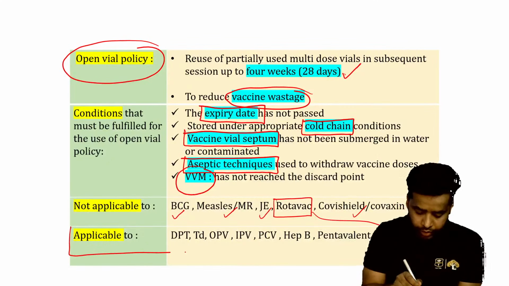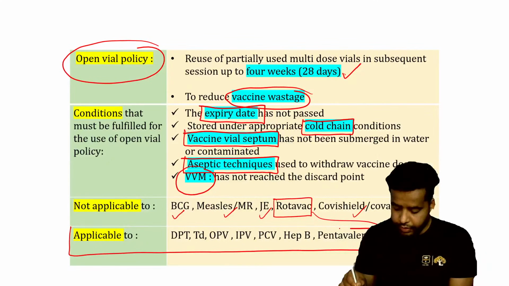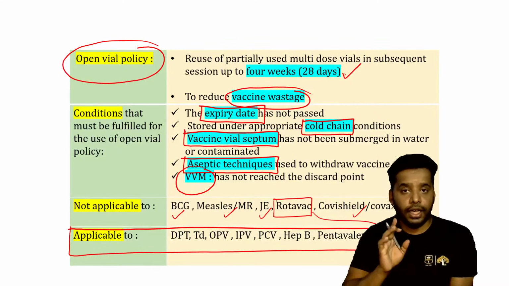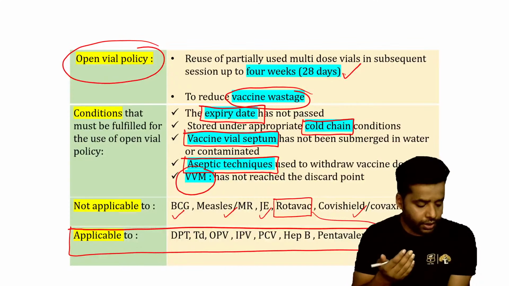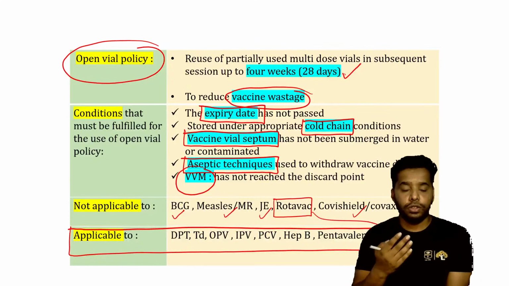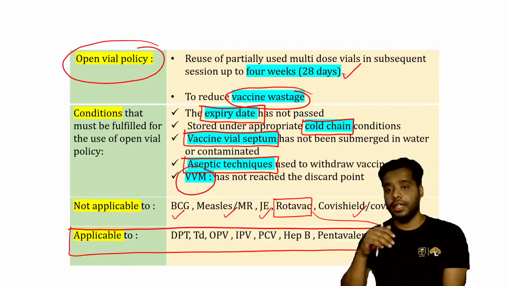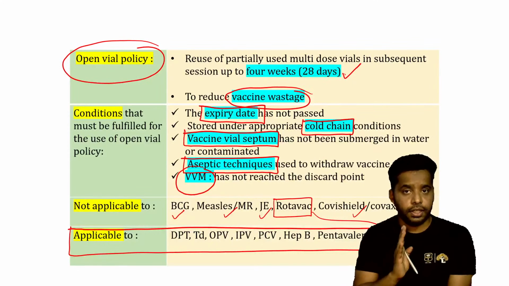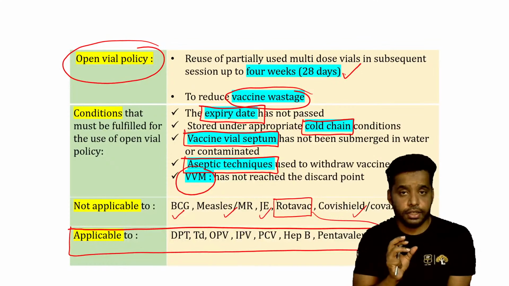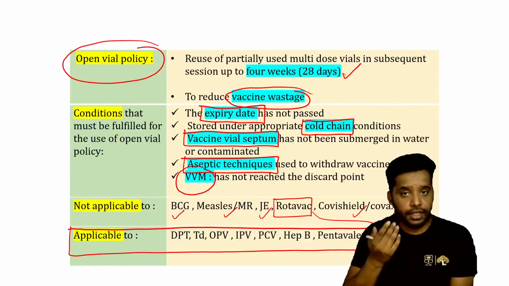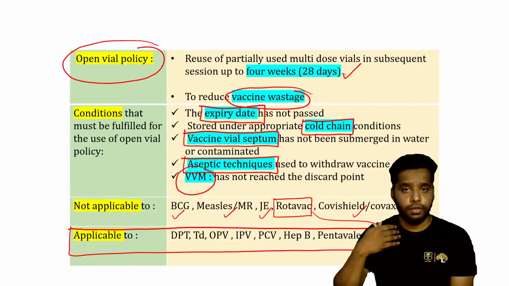Now, if I'm asking this question, if there is half used pentavalent vaccine, date and time is mentioned, will you use it in the next session or not? Answer my question. Will you use half used pentavalent vaccine in the next session or not? If this is the question, answer is yes. But what you will do if it is MR or measles vaccine? You will not use it, you will discard it.